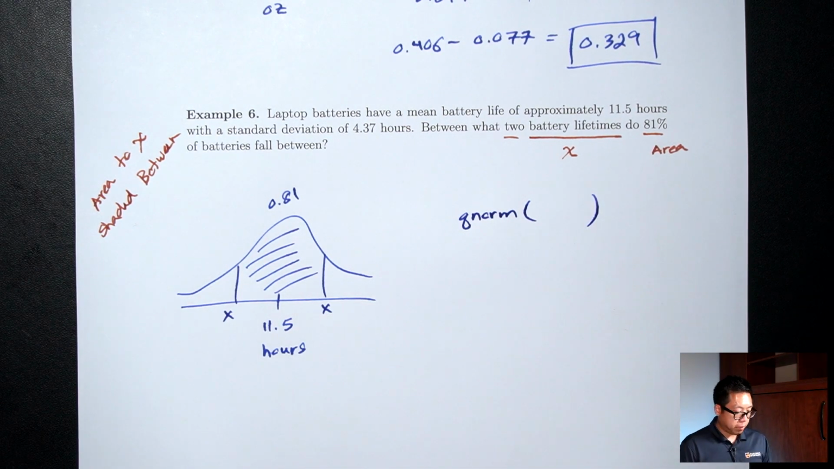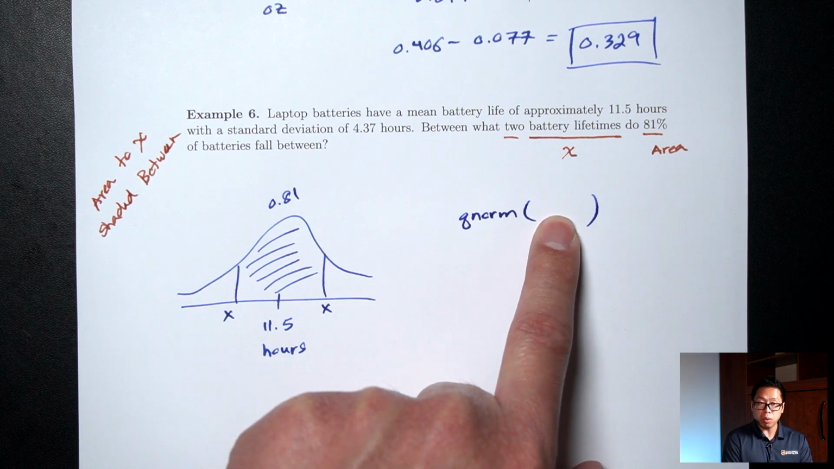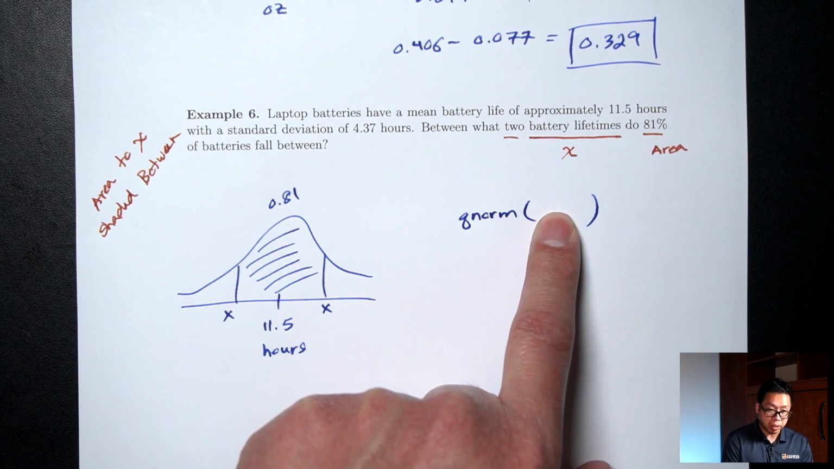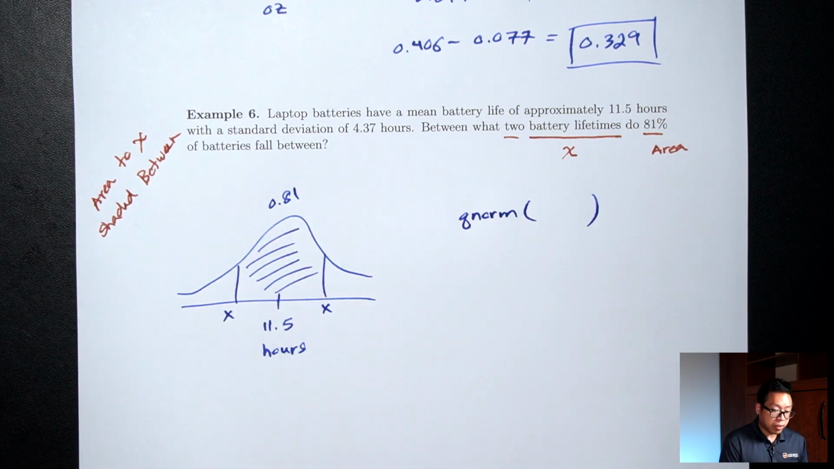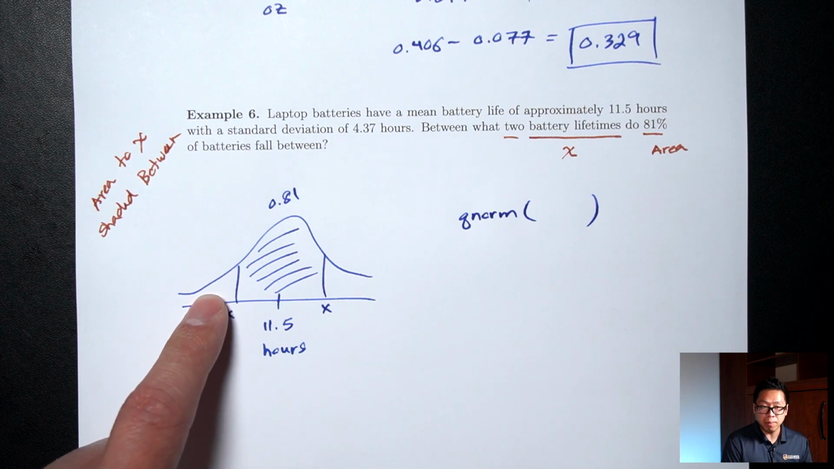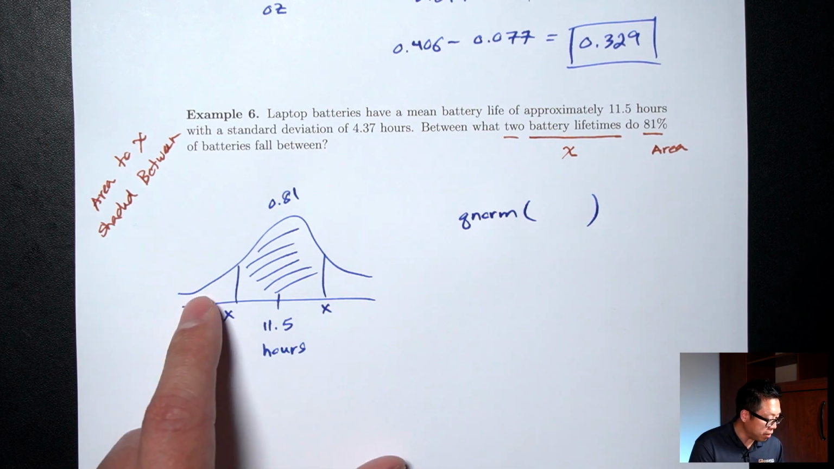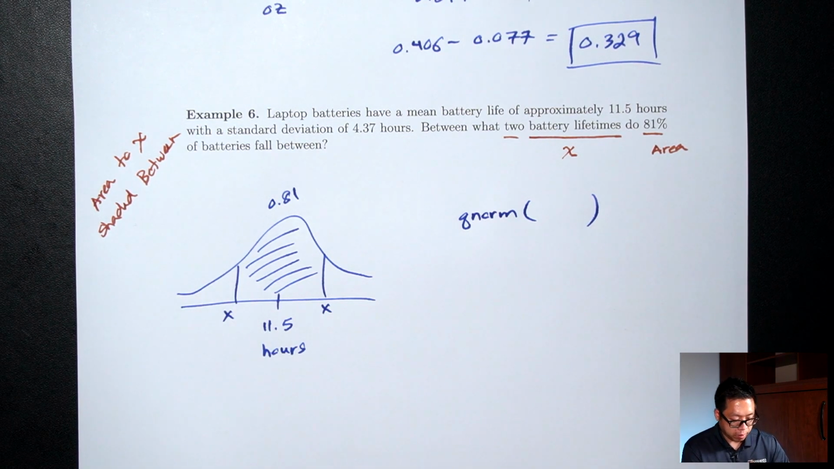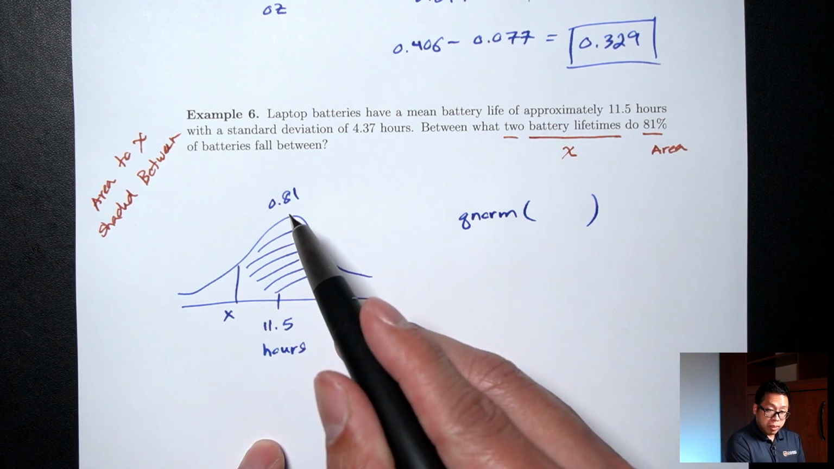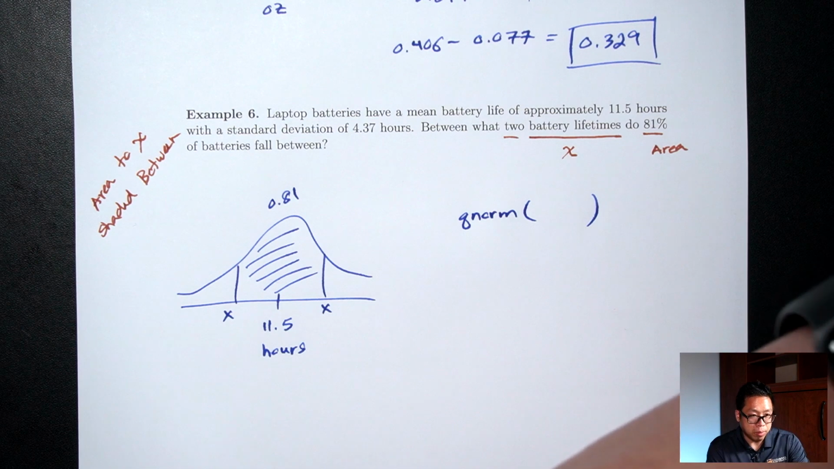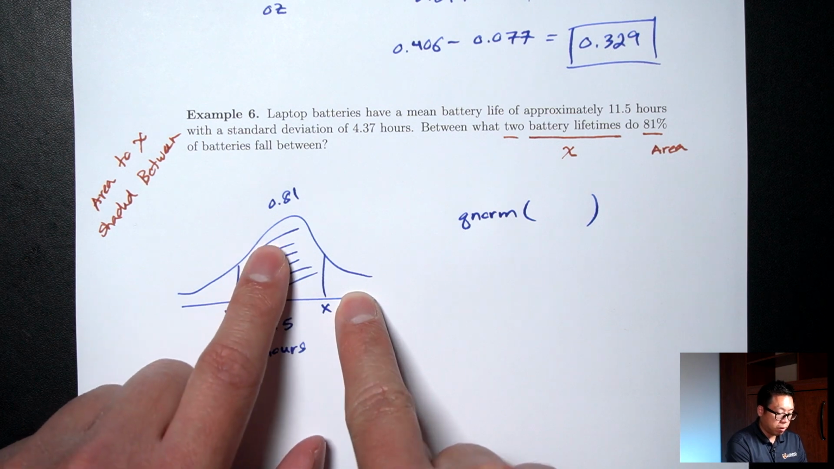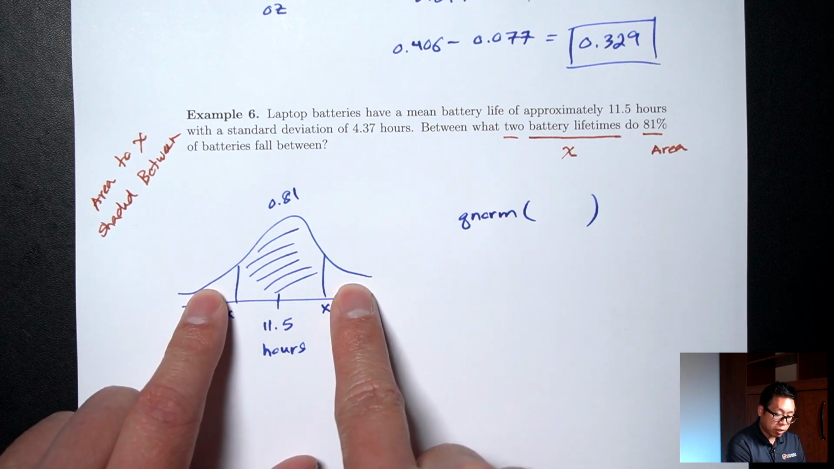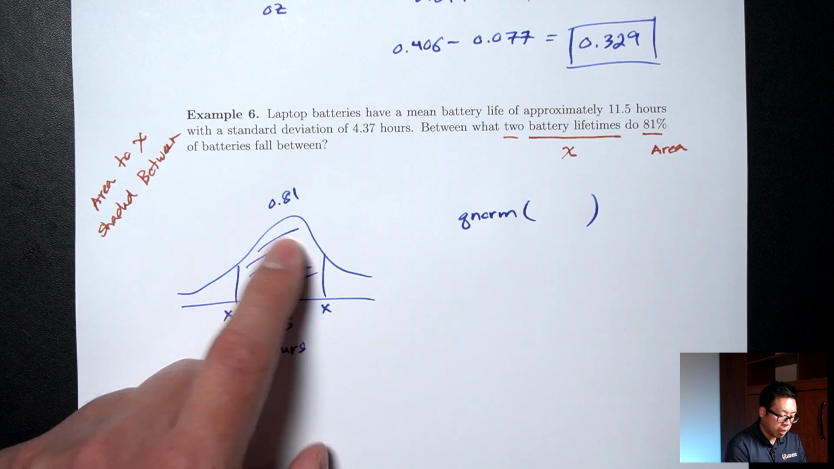What goes inside? Q norm the left area. So we have to Q norm and plug in the left area of the picture. Left area of the picture is not 0.81. 0.81 is this area in the middle. Left area is this white one to the left here. So I have to find that area to plug into Q norm. How do you find that left area? 0.81 is the shaded part. Let me first find the white parts. To find the white parts, do 1 minus. So 1 minus 0.81.